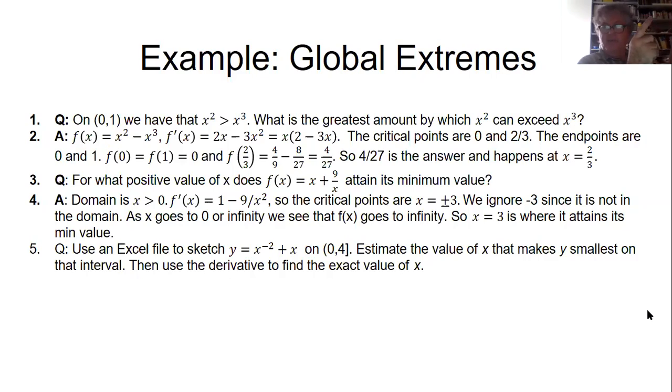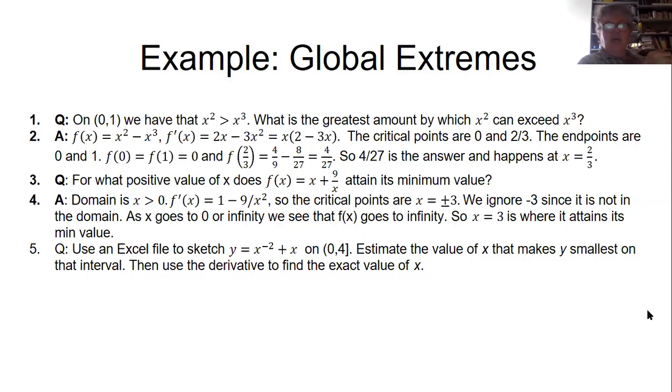Doesn't kind of matter, right? Because at 0 and 1, x squared equals x cubed, and so that's not going to be the maximum. So all we have to do is find the critical point. So we take the derivative, we get 2x minus 3x squared. So we factor out the x, we get x times (2 minus 3x). And so that means the critical points are 0 and 2/3. Endpoints are 0 and 1. So the max and min have got to be among there.